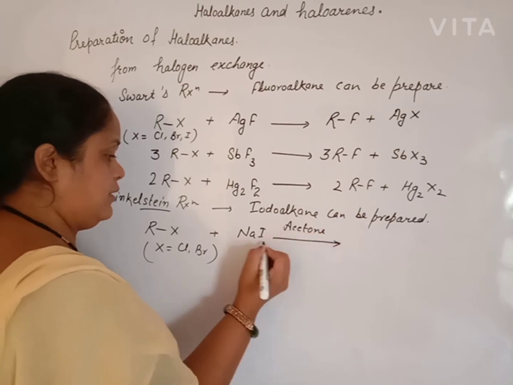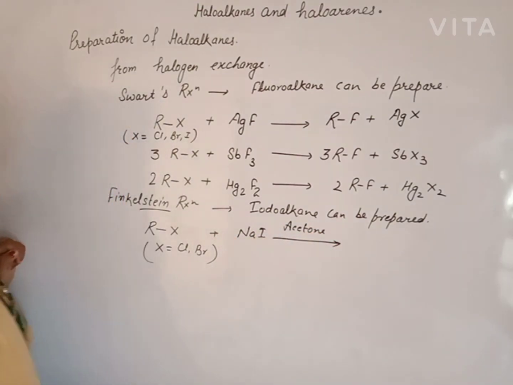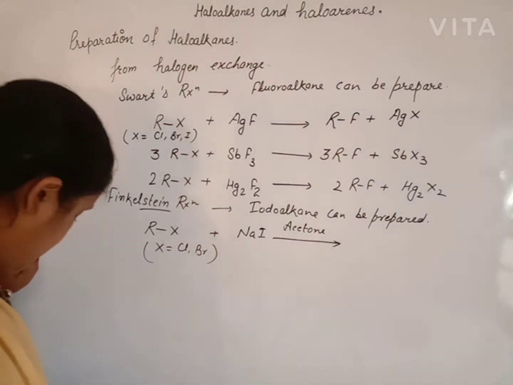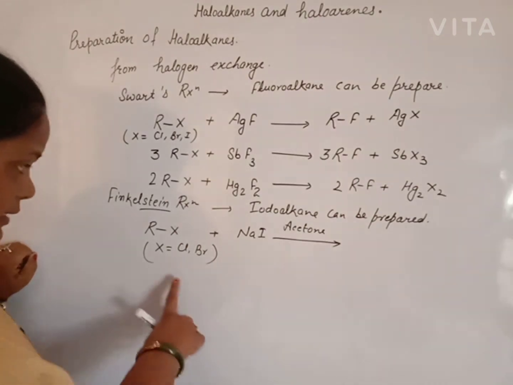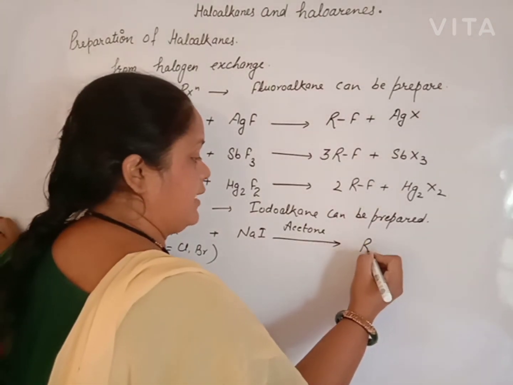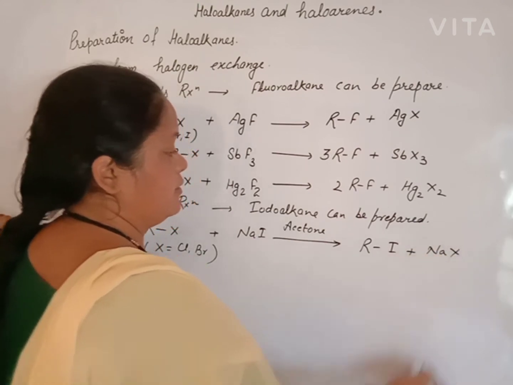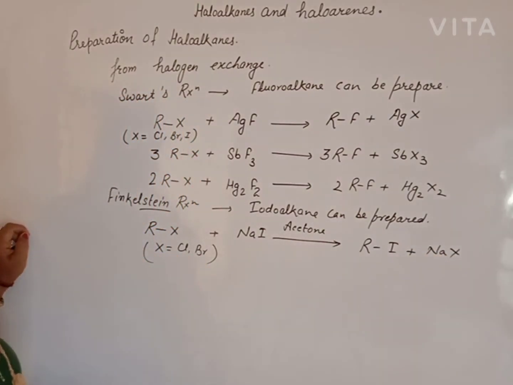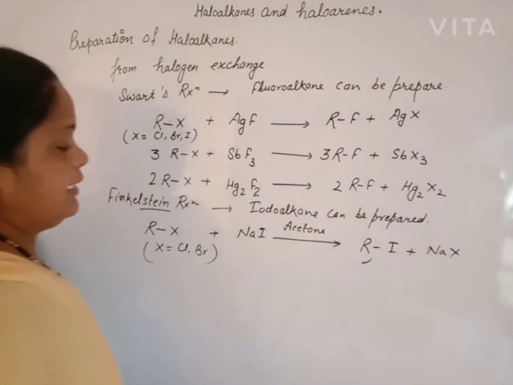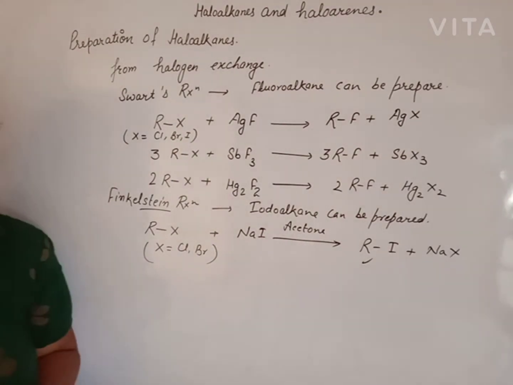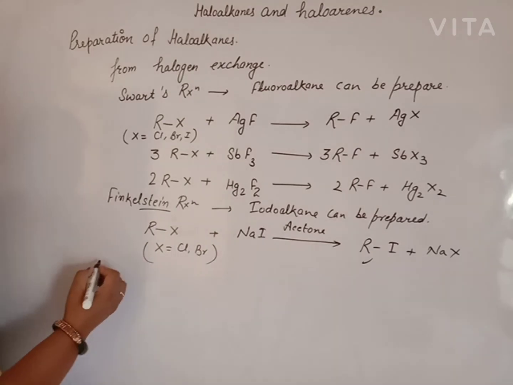Beta, acetone gives the medium for the reaction and makes the reaction anhydrous. Moisture does not enter this reaction and we will get iodoalkane. Sodium halide will be given out as the leaving group. Iodoalkane can be prepared by this method. Now another method, that is the addition reaction.